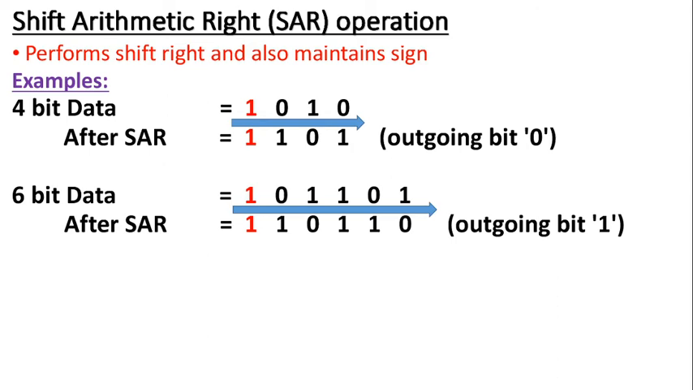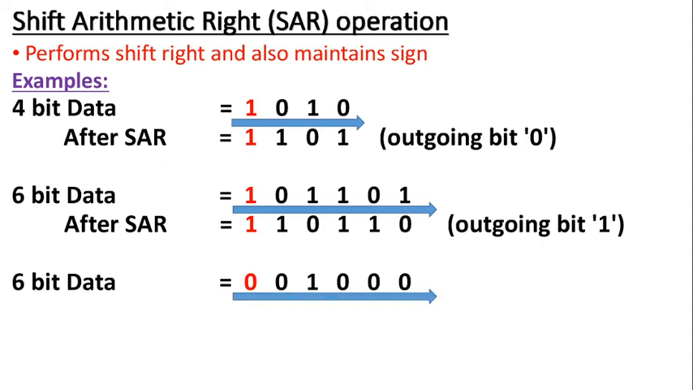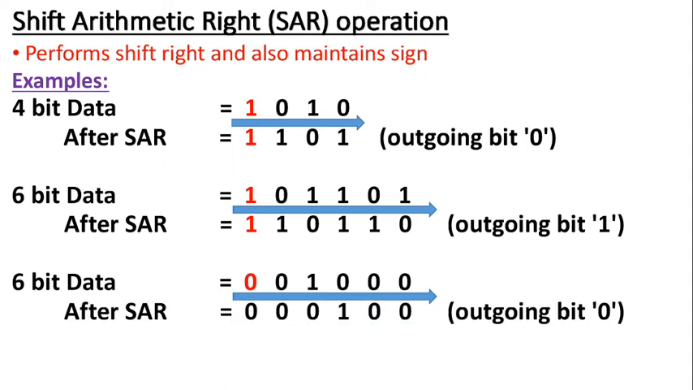One more example where my sign bit is equal to 0. Direction of data transfer shown here. And after SAR, what is the result? Sign bit is copied, 0 copied as it is. Then that given 6 bits of data will be simply written, but it will become 7 bit. So strike off that LSB bit. It is outgoing bit 0. So this is the result after SAR. Okay, these examples are for your understanding purpose only.